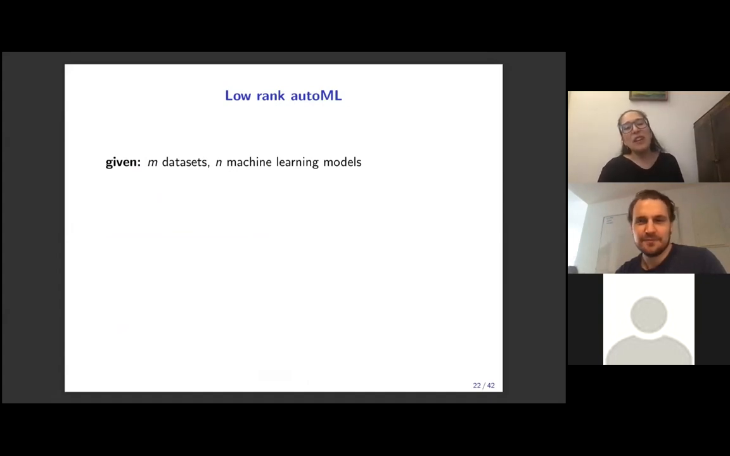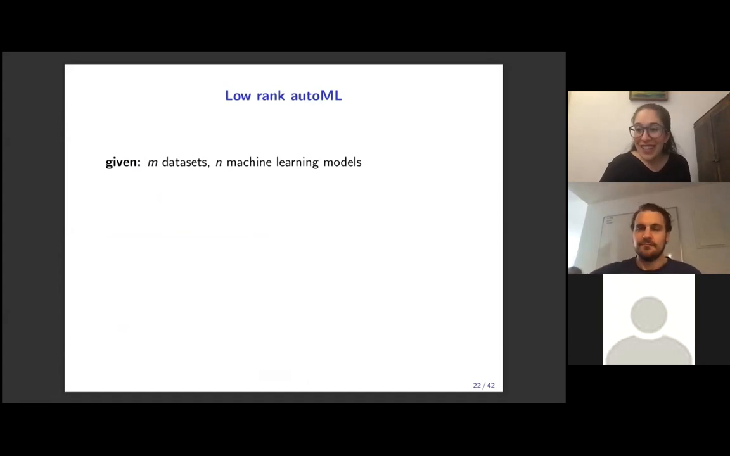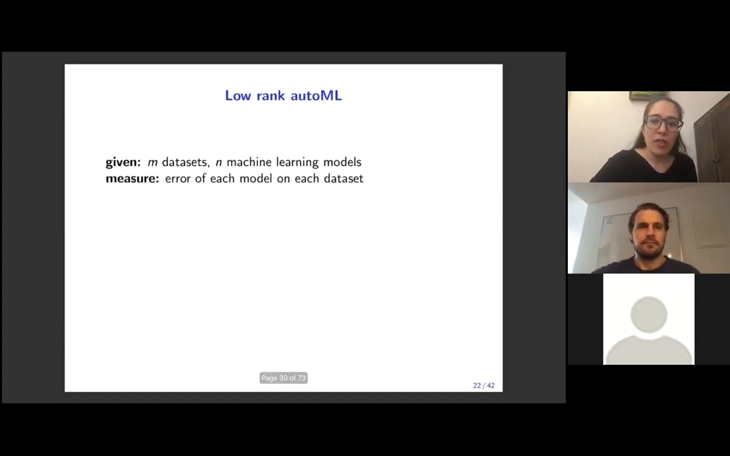Okay. So here's low rank automated machine learning. This is kind of cool. We're going to automatically choose a machine learning model for our data set using low rank models. Here's the setup. Imagine that I've got m different data sets and n different machine learning models. For a new data set that's going to come in, I want to be able to choose the best machine learning model that will give me the lowest error on that data set.